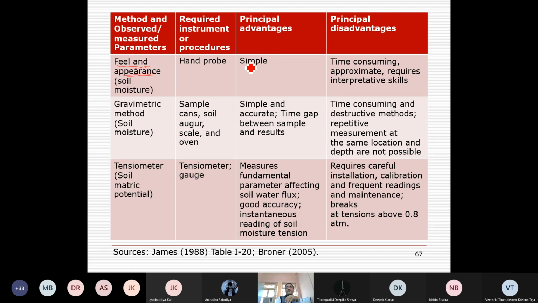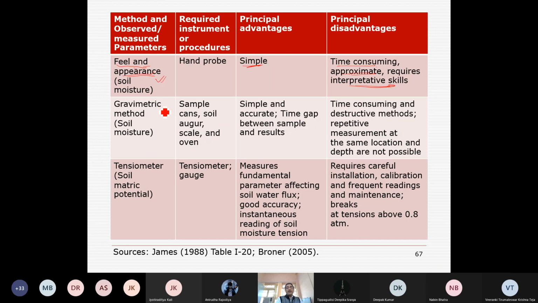So the advantage of this is it is very simple, requires nothing, only skill is required to find out the right condition to irrigate. However, its principal disadvantage is that it is time consuming. You need to go and see every time. It is very much approximate, requires interpretative skill or experience, a lot of experience, and then only you can use this method to schedule irrigation.